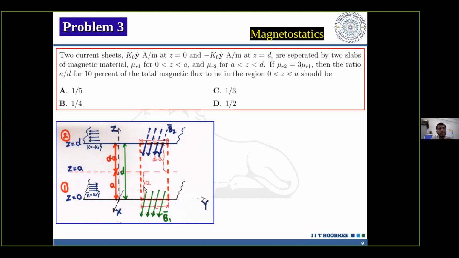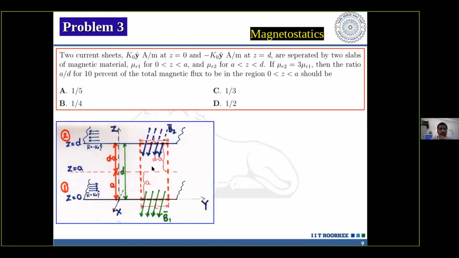But I suggest that you simply remember a few simple formulas. It's not very difficult. For example, the magnetic field in a solenoid, the magnetic field due to a current carrying wire, and the magnetic field due to such kind of planes should be remembered. It's very simple. So now, coming back to the problem.